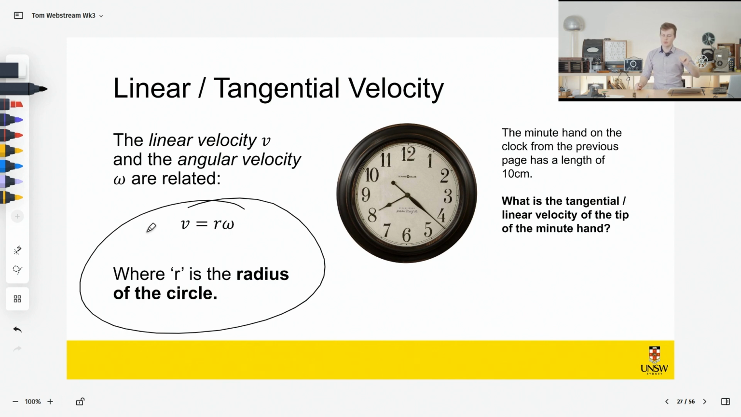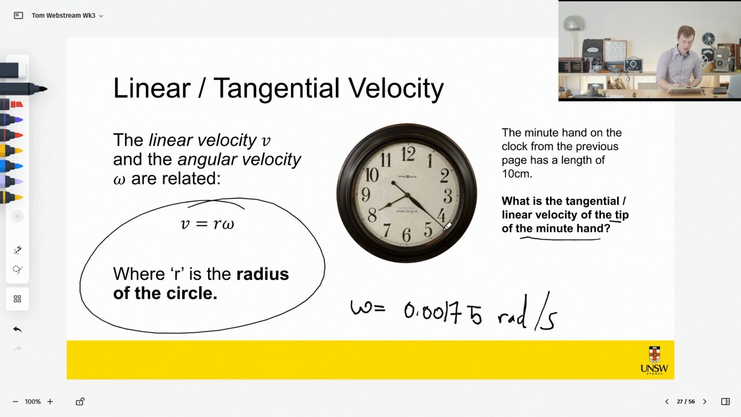That's the rule, okay? So, the minute hand from the previous page, if we remember, omega is equal to 0.0017 radians per second. What is the tangential or linear velocity of the tip of the minute hand? This part right here, right?